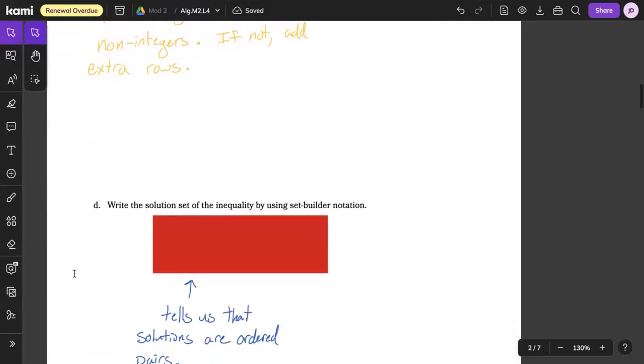And then finally, our solution set for our inequality is going to be similar to how we wrote them in lesson 1. Was that lesson 1?